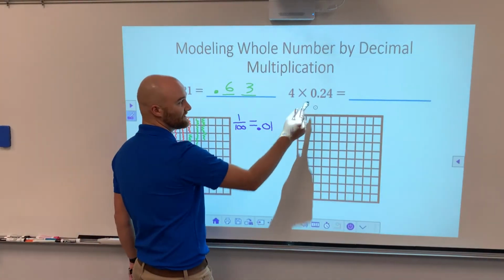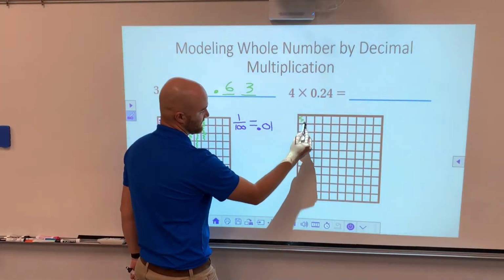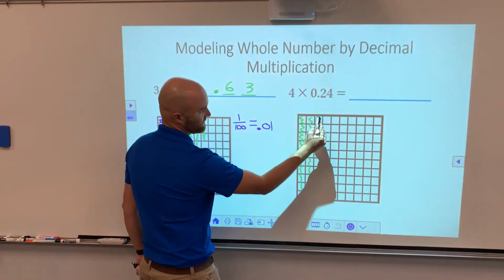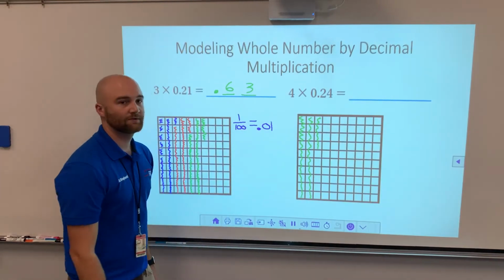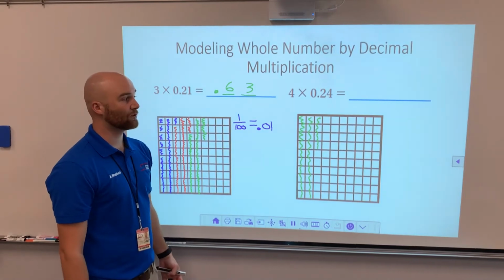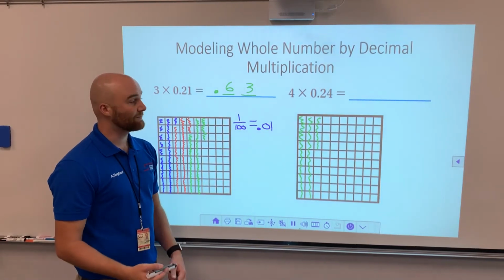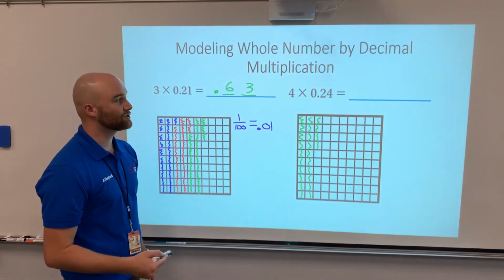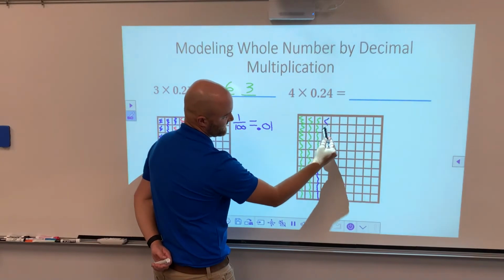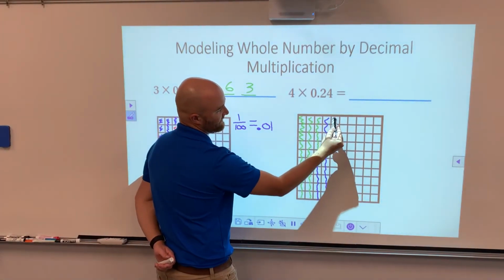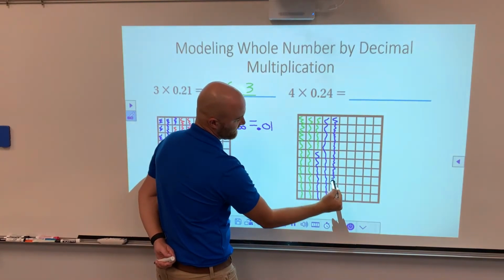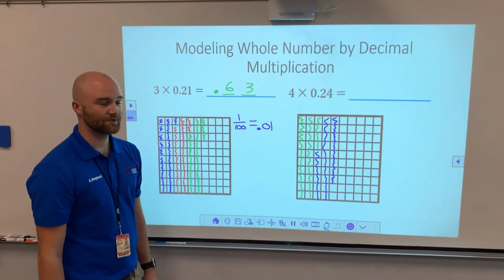To shade in 24 hundredths, I'm going to shade in 10, 20, 24, and I have to do that 4 times because it wants us to have 4 sets of 24 hundredths. So I'm going to shade in with different colors 24 hundredths again. Here I've got 6, then I've got 16, then I've got 17, 18, 19, 20, 21, 22, 23, 24. 24 hundredths.